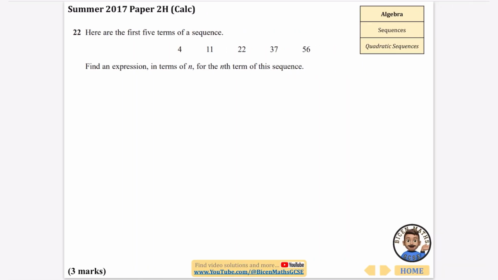Okay, this is a calculator one. There are 2 methods of finding the nth term of this sequence. This is a quadratic sequence.